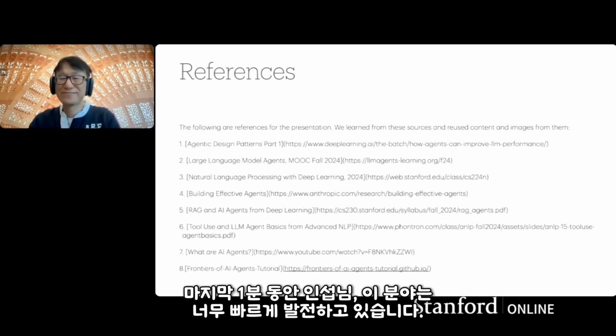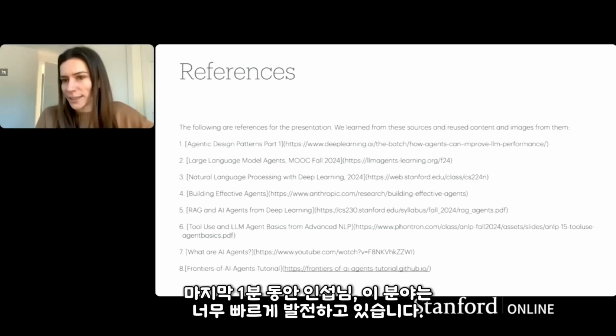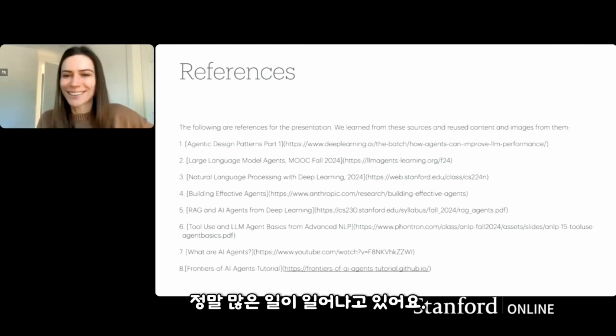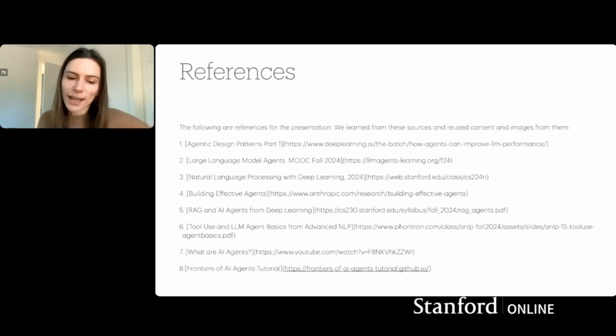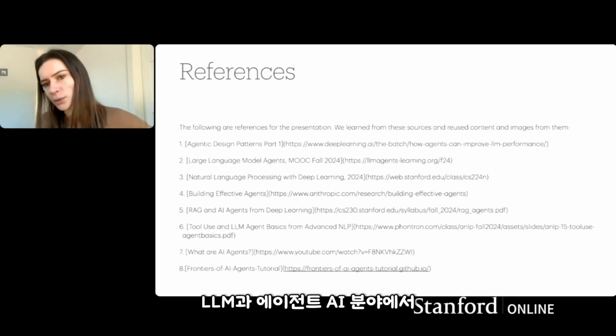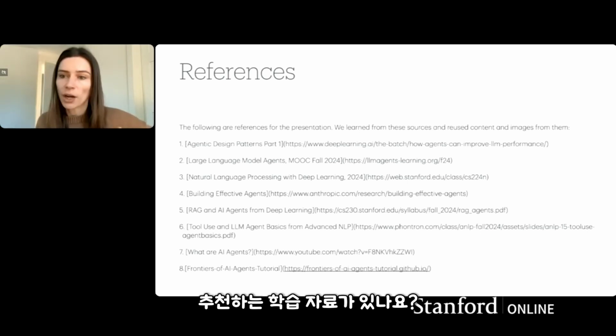Thank you so much. And to close us out, in the last minute, Insop: the field is progressing so fast. There is so much happening. Basically, every week we see news about something new coming up in any of these fields. Are there any resources you study or follow, anything you would recommend people to keep track of to stay up to date in LLMs and agentic AI?